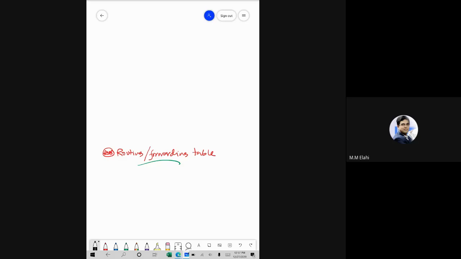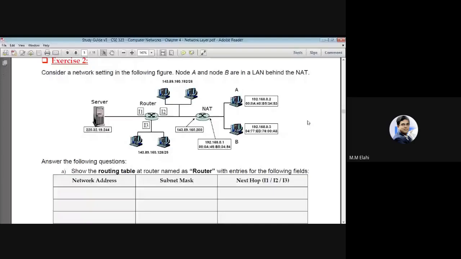Please open your workbook because I cannot share the workbook. There is a picture. Consider a network setting in the following figure. Okay, now you can see exercise 2. There is a diagram, there is a topology.